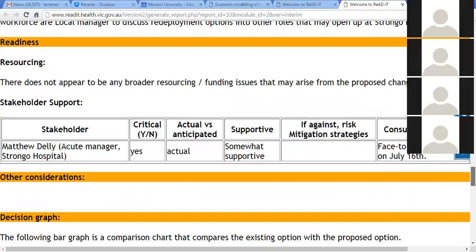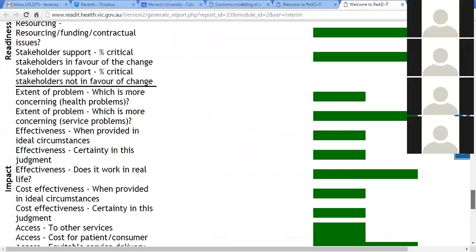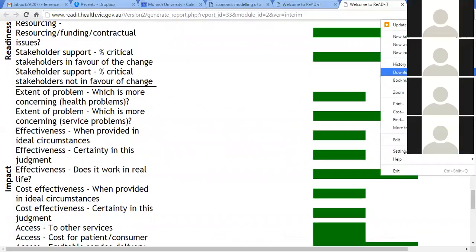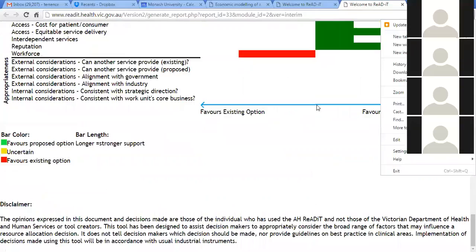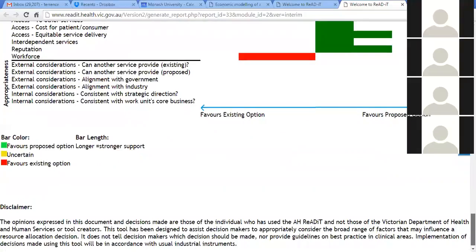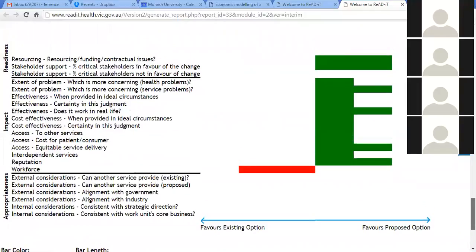Now, the most useful thing I think of the ReAD-iT is the decision graph. And with this decision graph, what I'm going to do is just change the size of the window, because this affects how big the graph looks. That's a bit better. In the Word report, it'll be a standard size, but in your web browser, it will change size depending on the level of magnification you have.